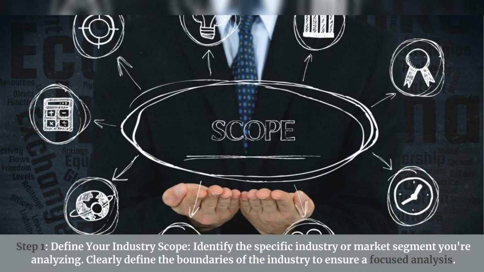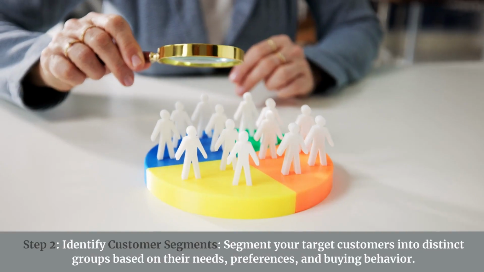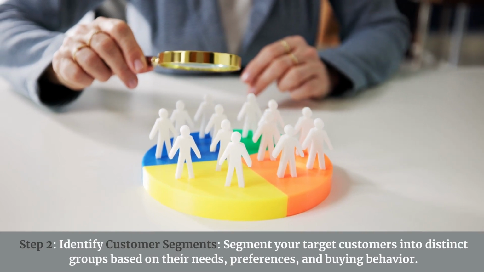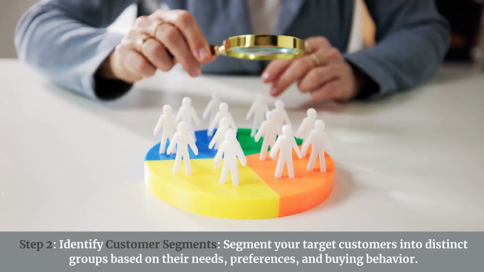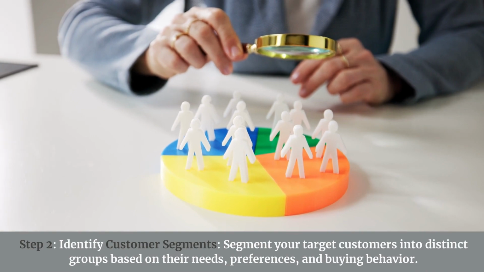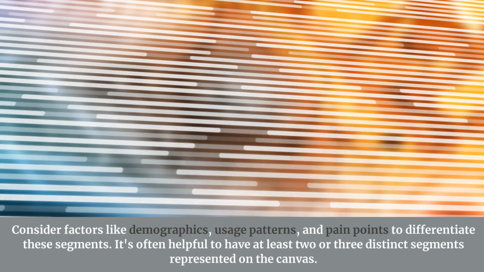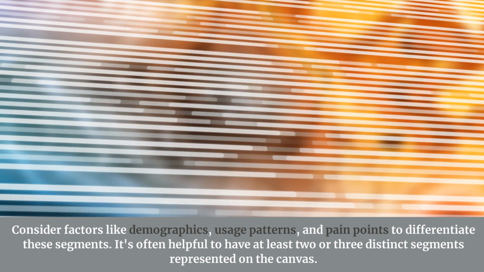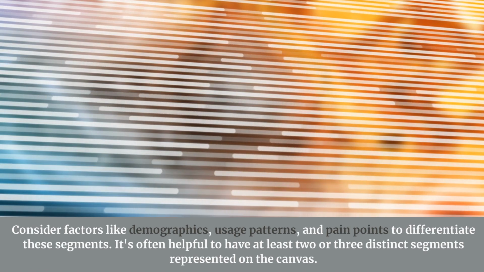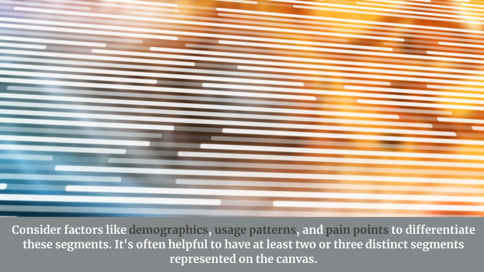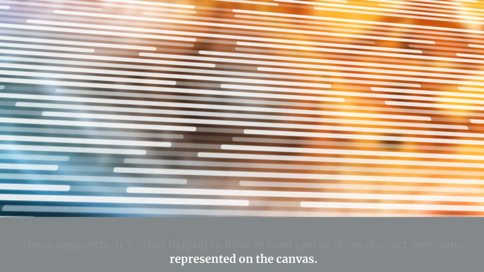Step 1. Define your industry scope. Identify the specific industry or market segment you're analyzing. Clearly define the boundaries of the industry to ensure a focused analysis. Step 2. Identify customer segments. Segment your target customers into distinct groups based on their needs, preferences, and buying behavior. Consider factors like demographics, usage patterns, and pain points to differentiate these segments. It's often helpful to have at least 2 or 3 distinct segments represented on the canvas.